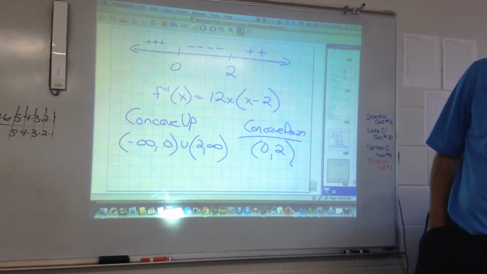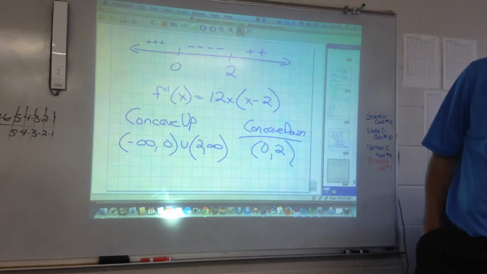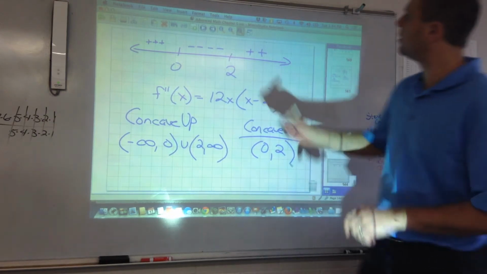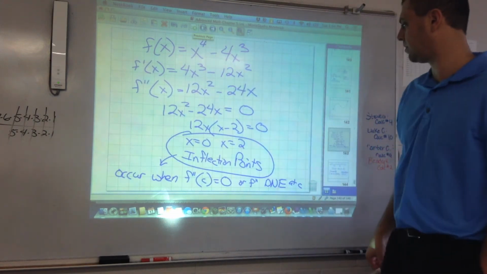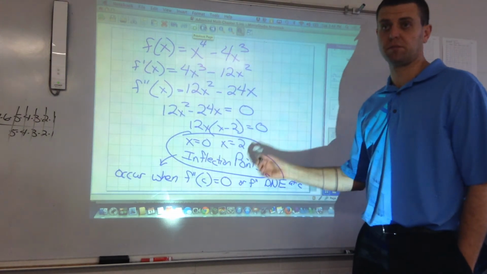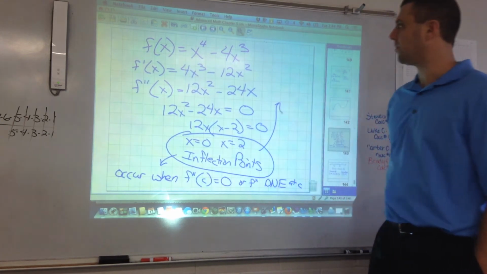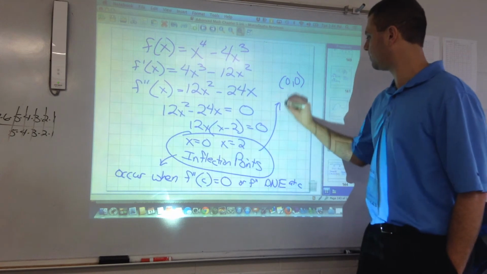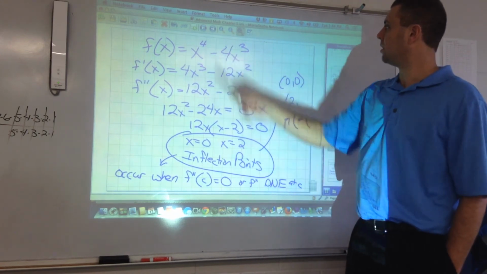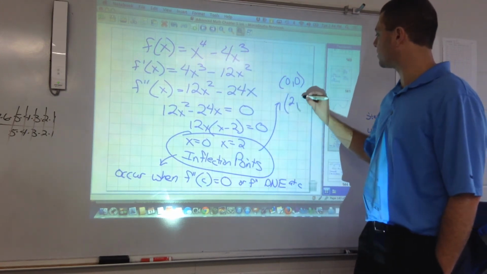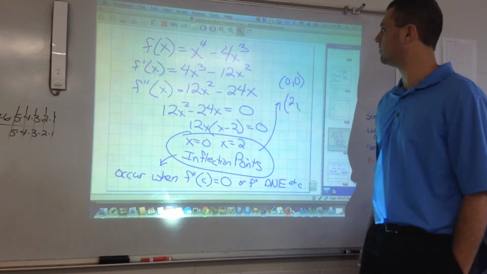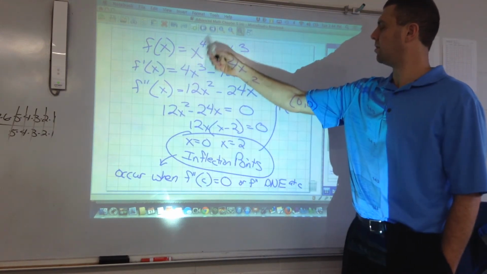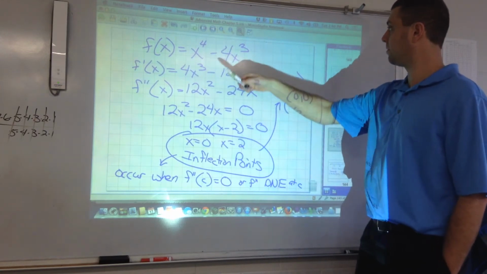I suppose officially, if that's what they ask for, find the points of inflection and discuss. So, yes. These are the x values of the inflection points. The actual inflection points would be 0, 0, and 2, 16 minus 32, negative 16.